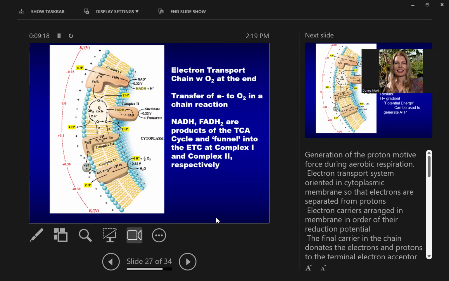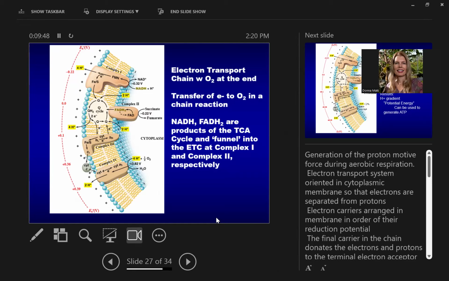You read from where you're sitting? 1 and 2. Okay, complex 1 and 2. So that's at the kickoff of the electron transport chain. The NADH comes in on complex 1, and FADH2 is complex 2. And what you see happening is they're electron carriers, so they're donating off electrons, and there's pumping of protons going on.